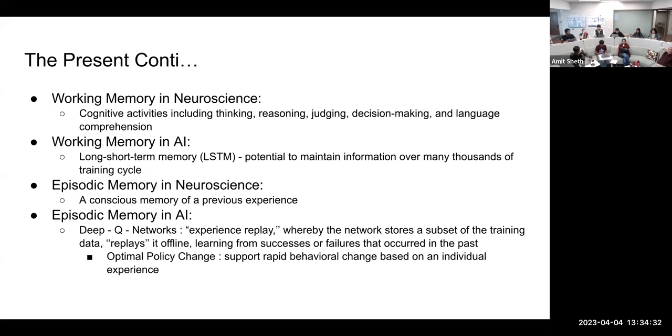Memory in neuroscience is how we think, reason, judge, and make decisions. While in AI, we have a model like LSTM, which is able to retain its memory even after many thousands of training cycles. We had a good discussion about the episodic family in neuroscience, which is a concept of previous experience. On that basis, there is a model called deep Q networks, which can learn from rapid behavioral change based on an individual experience. That is called optimal policy change. It also works offline, and it can be used on past occurrences in the data set to train it.